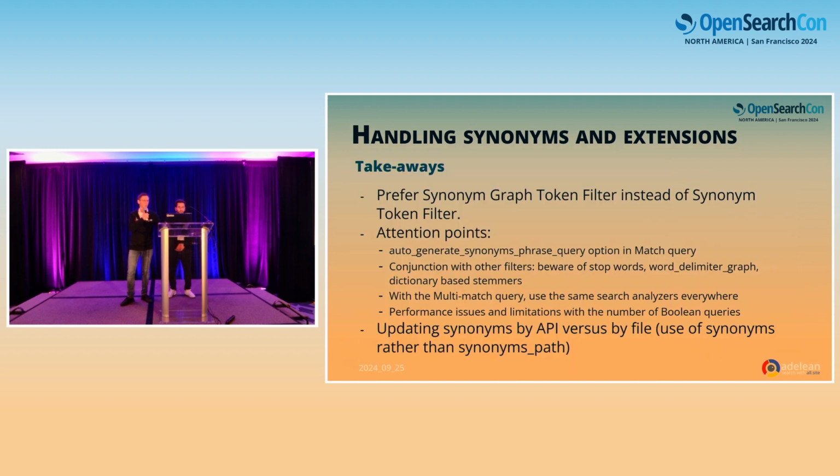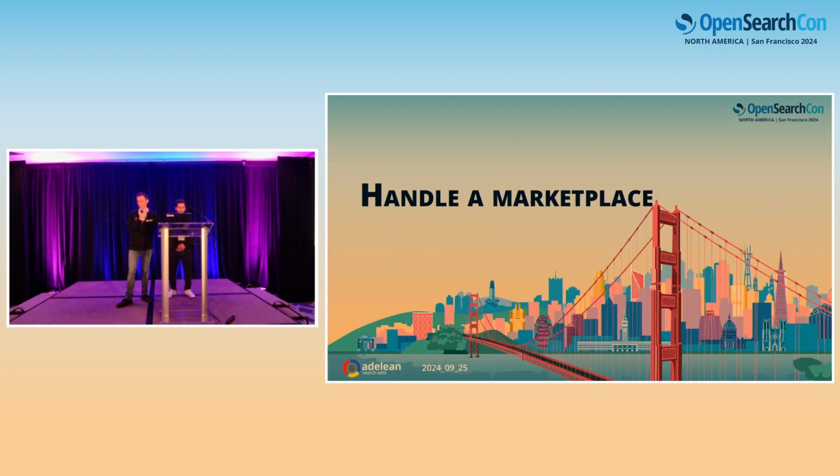And here's the summary, actually, with parameters like the auto-generate synonym phrase query option, and stuff like that. But what's to take away is that the synonym graph is very powerful and it's available out of the box. It's available also by API and file and all that.